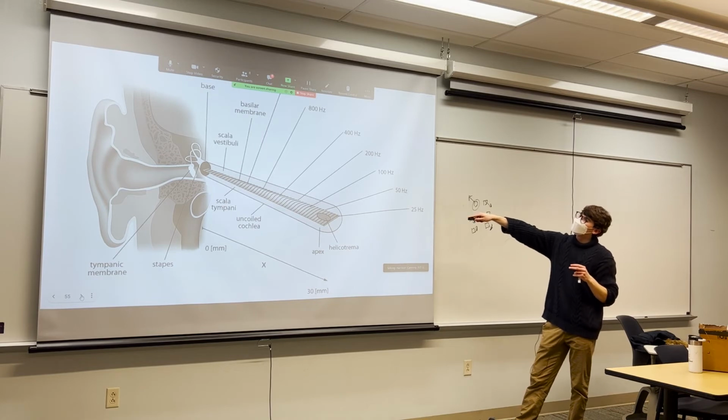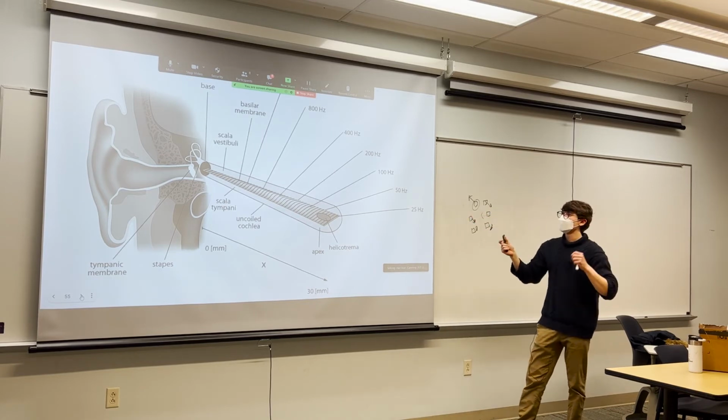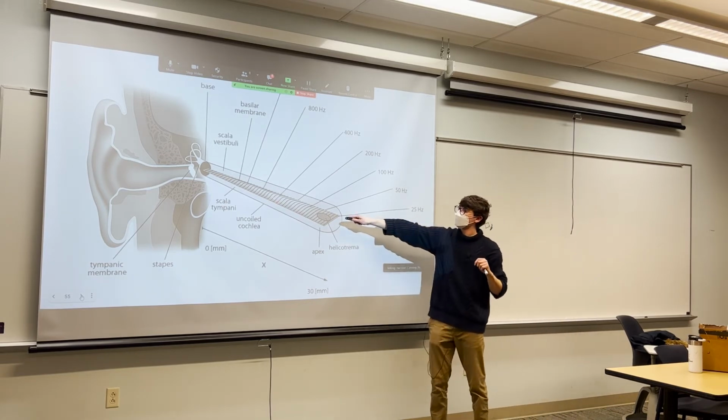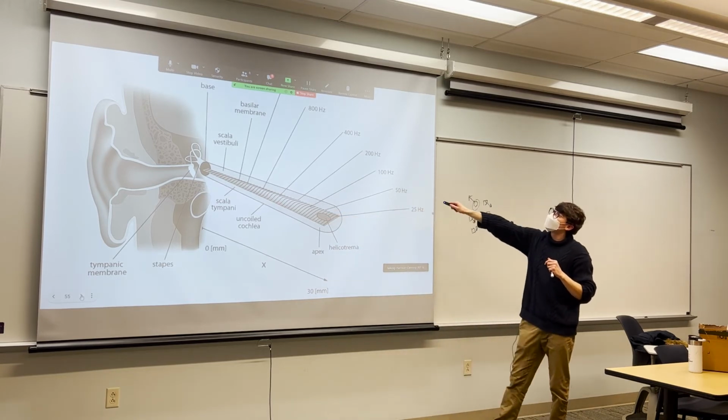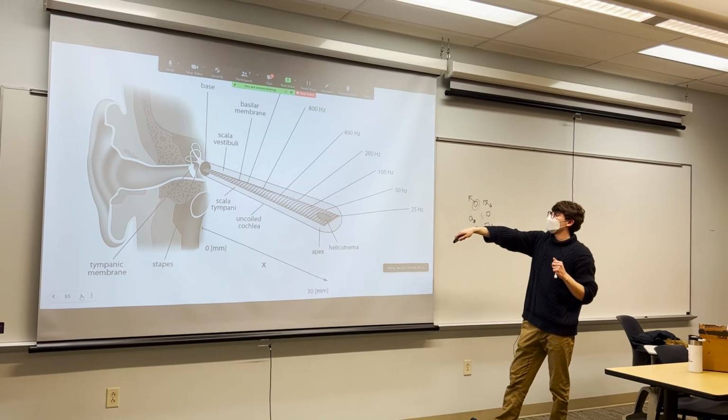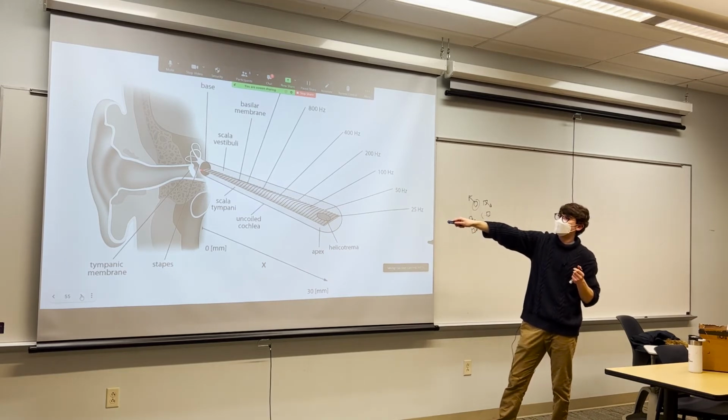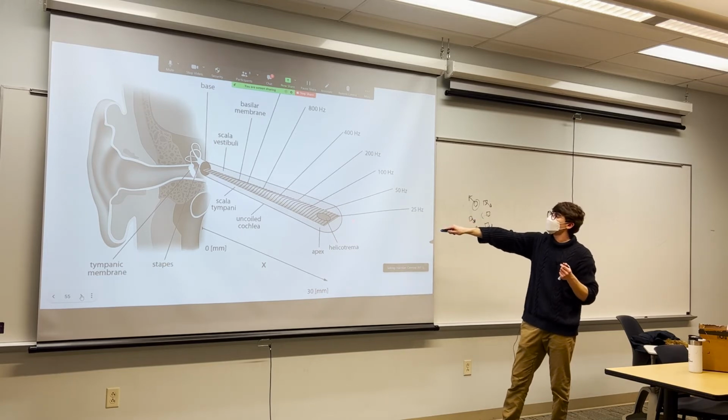But if you take the cochlea and kind of peel it out, you have this long membrane here called the basilar membrane. And you can see on here that it's really, really nicely organized, where you have high frequencies down here, so your high-pitched sounds close to the base, and then low frequencies out here.